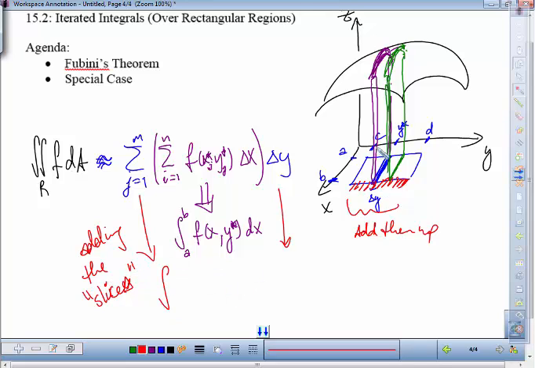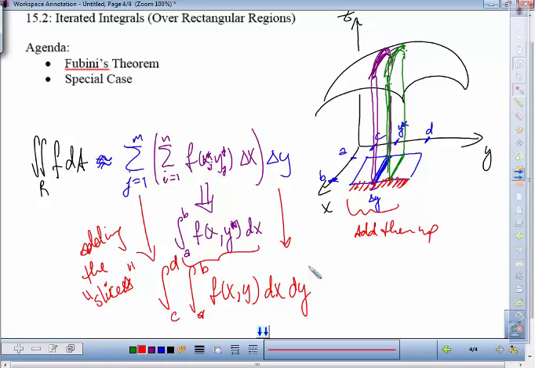And when we add up the slices, your y value now goes from c to d, and so that becomes a definite integral from c to d of the thing inside, which is just an integral, but now your variable with respect to y, which was once constant, once upon a time, is now going to be a variable in y. And so that is from a to b of f of x, y, dx, and then dy.